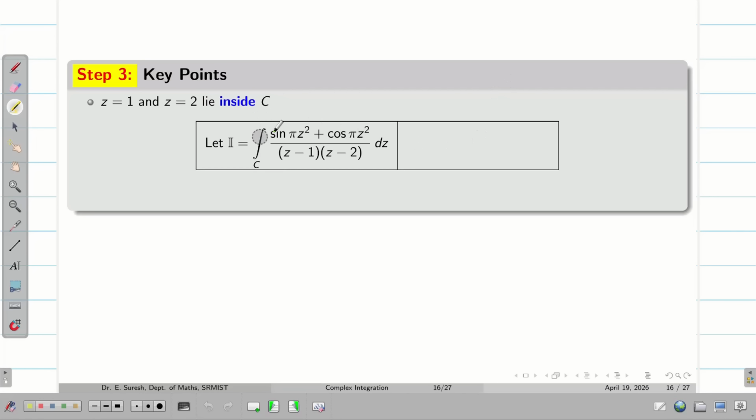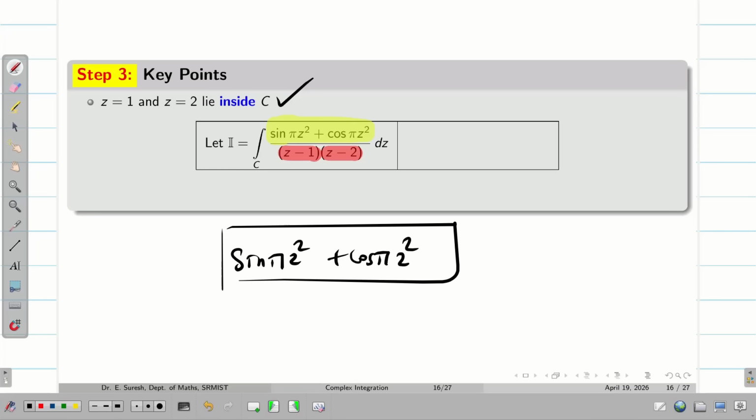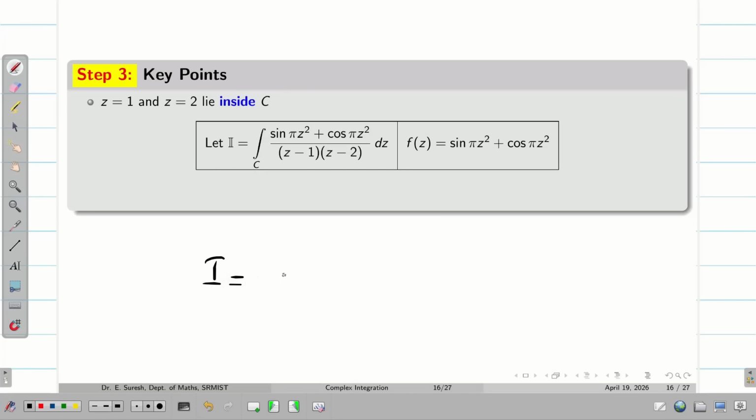Now we are going to deal with the numerator. From the previous problem, we know that sin pi z square plus cos pi z square are analytic inside and on C. But when you take the denominator, both z minus 1 and z minus 2 lie inside C. So we cannot take that because it will spoil my analyticity. So only the numerator is analytic. I will take this as f of z. Rewriting the question: integral over C, numerator f of z, denominator z minus 1 into z minus 2, dz.